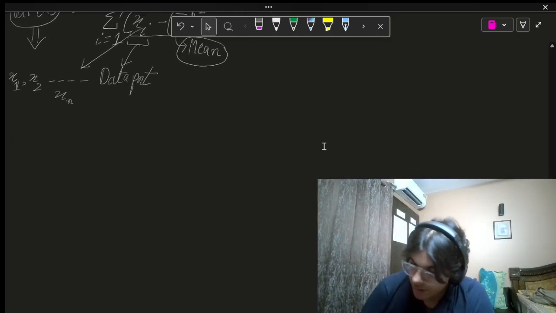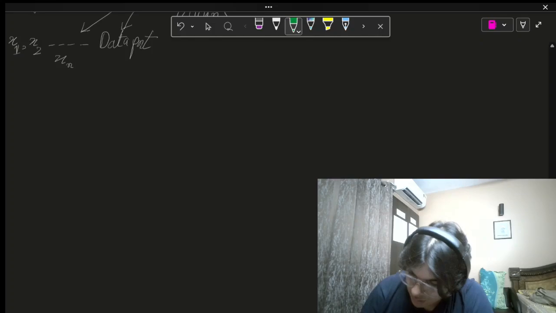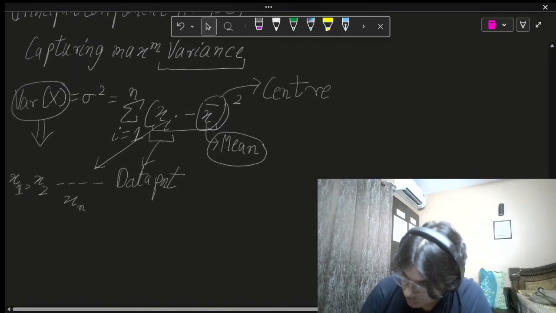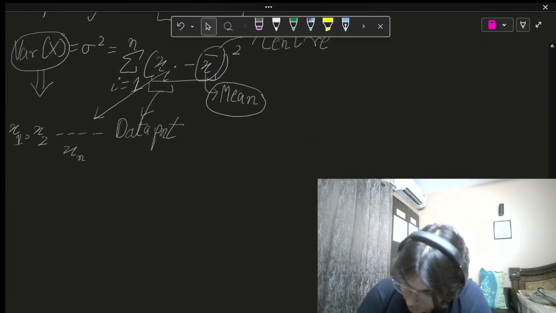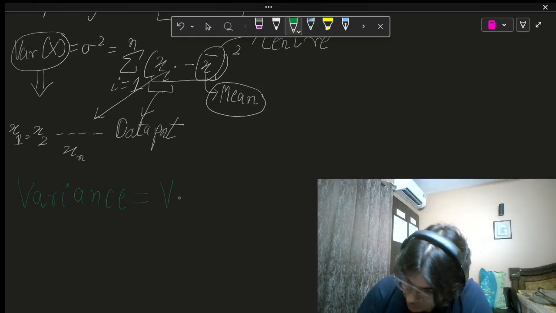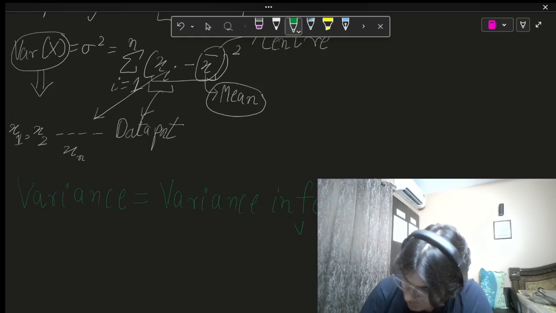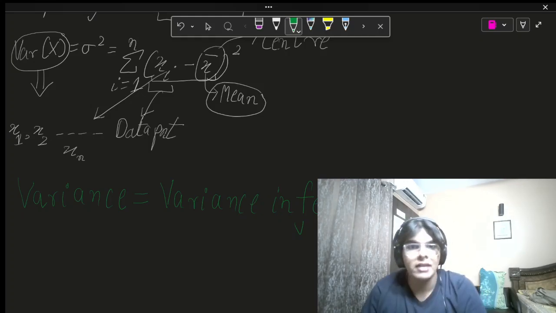So whenever we are talking about variance, it can be thought of in two terms. So variance can be variance in features itself. That is the first kind of variance that we can have. And there is another kind of variance.